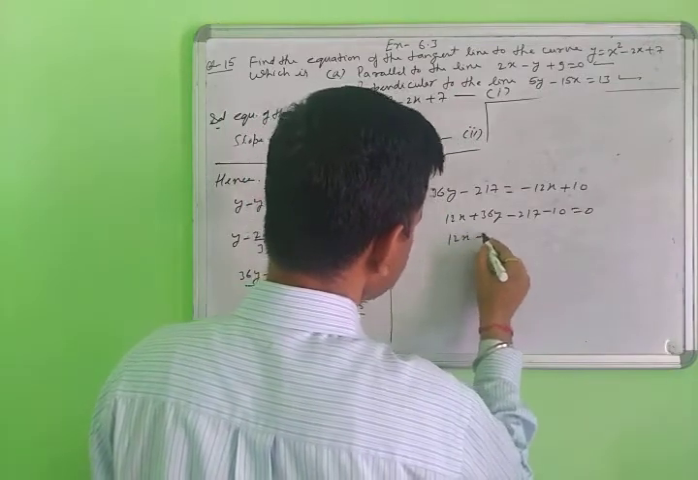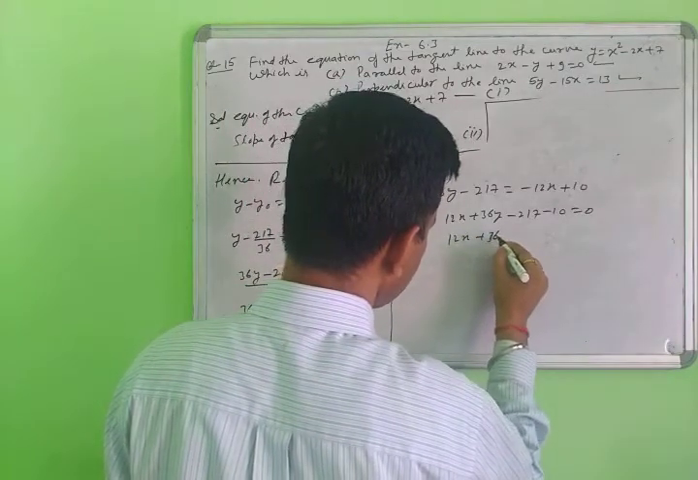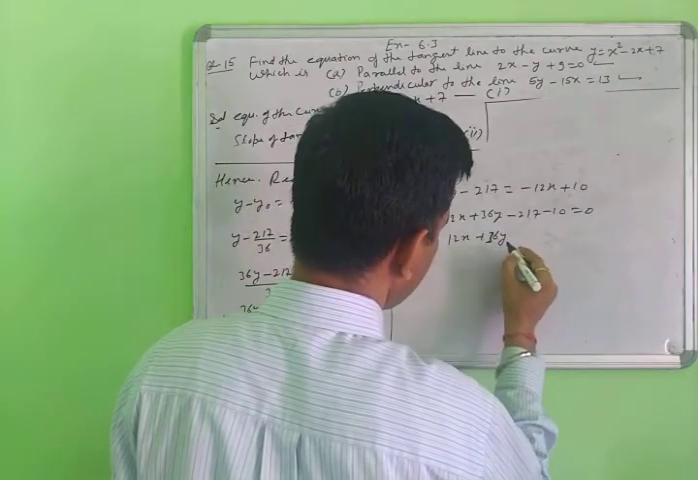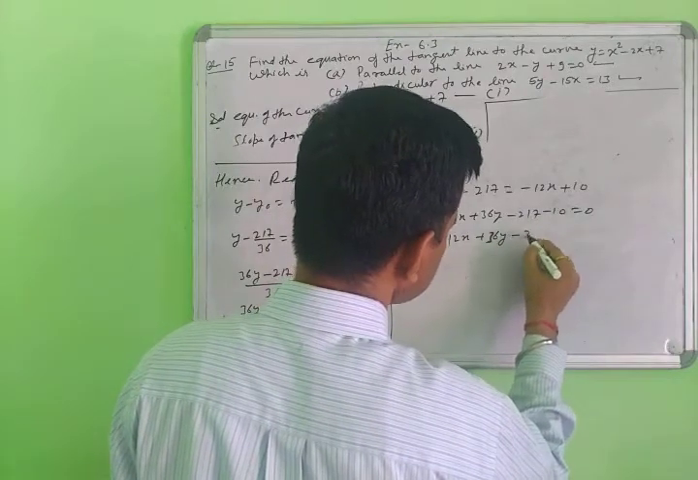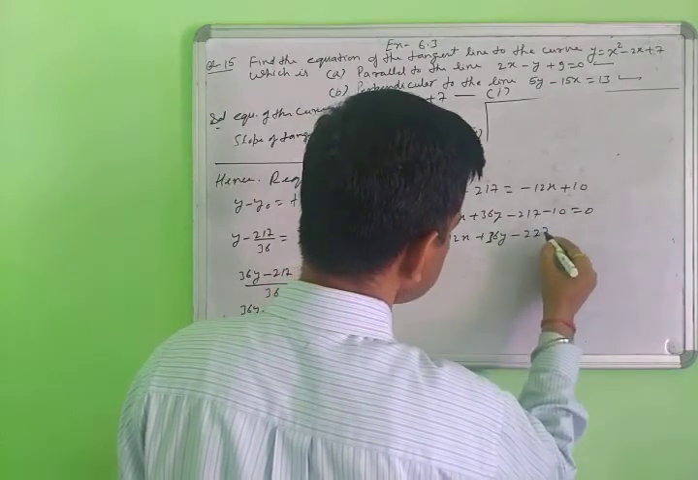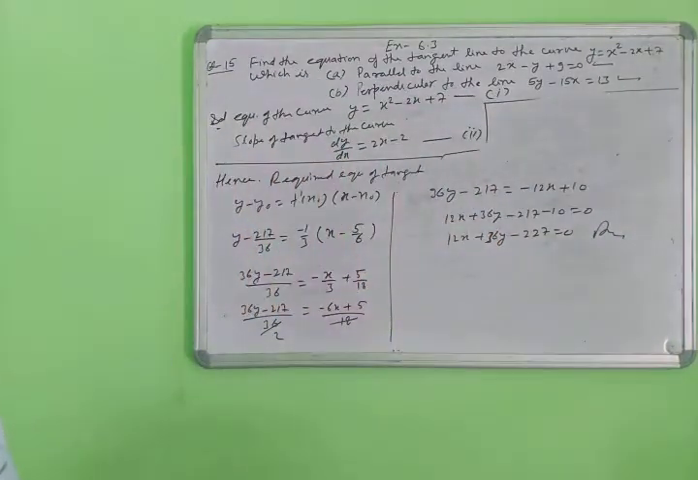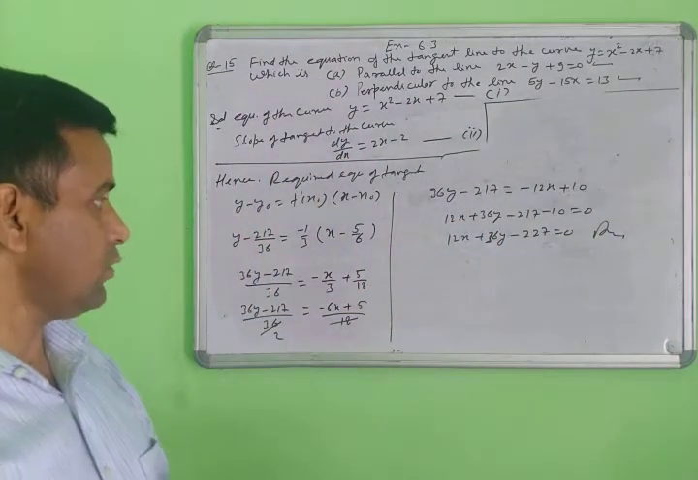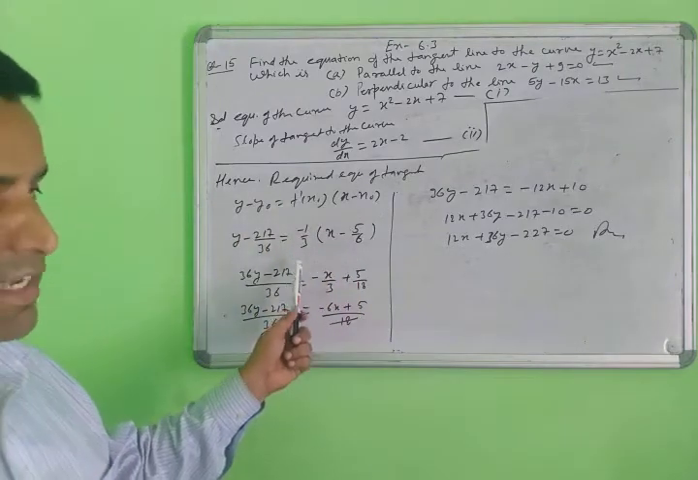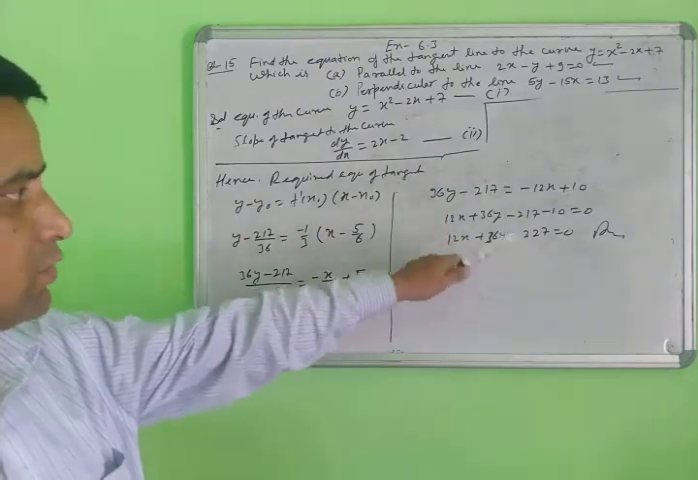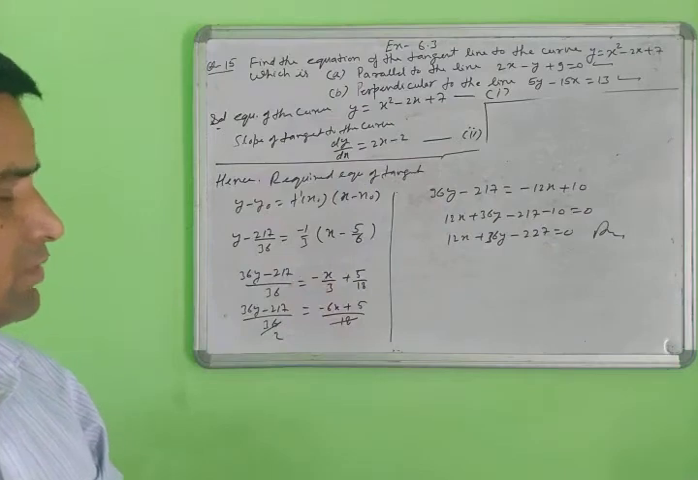So 12x plus 36y minus 27 equal to 0. This is the required equation of the tangent. Very simple. When you calculate, calculate very carefully, sign and multiplication and everything. Just note down. Then next question.